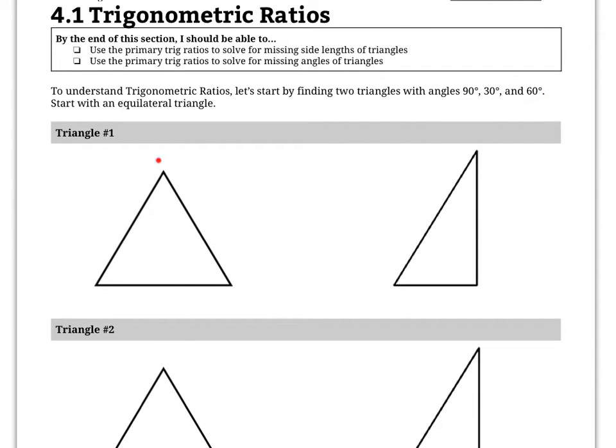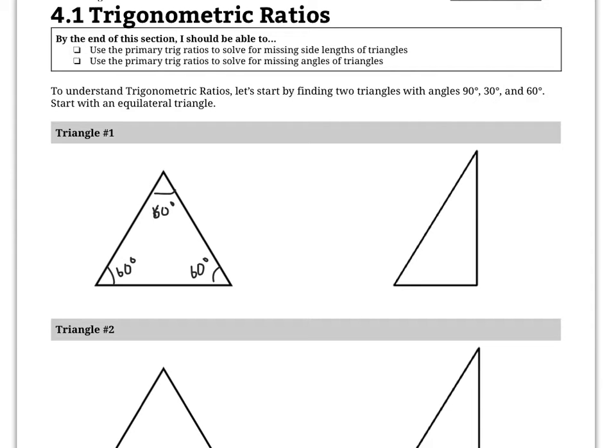To do that, let's start with an equilateral triangle. We can start with an equilateral triangle because we know what all the angles are inside of it. We know that they all have to be 60 degrees since the angles in a triangle have to add to 180, and 180 divided by 3 is 60 degrees. An equilateral triangle, as a reminder, will have equal sides, therefore all equal angles.